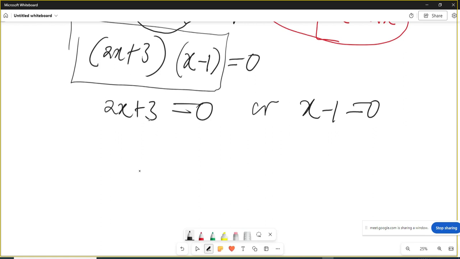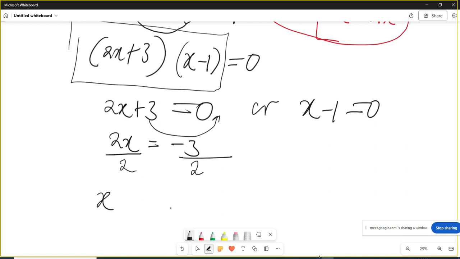And then from here, we collect the like terms. 3 will come this side. So I'll take the first part, 2x plus 3 is equal to 0, where I'll take 3 to come this side, so that we remain with 2x is equal to negative 3. Remember, we are looking for x, so we'll divide both sides by 2. So the first value of x that we are going to have is negative 3 over 2.